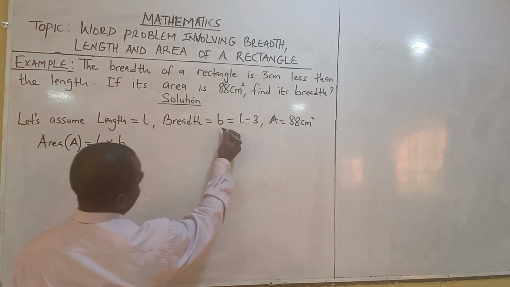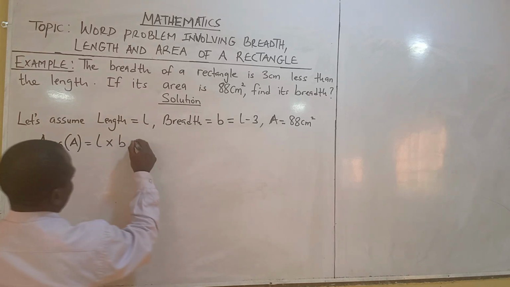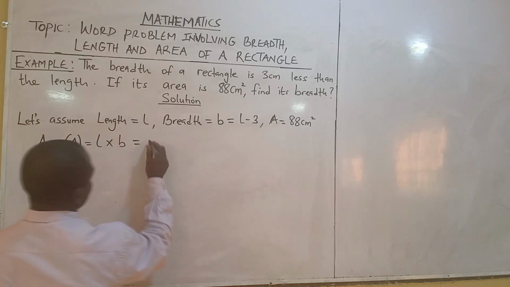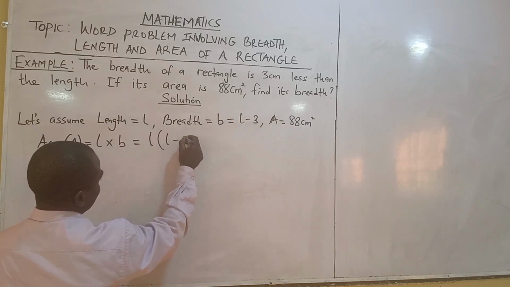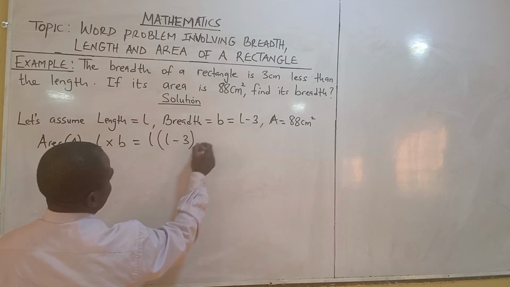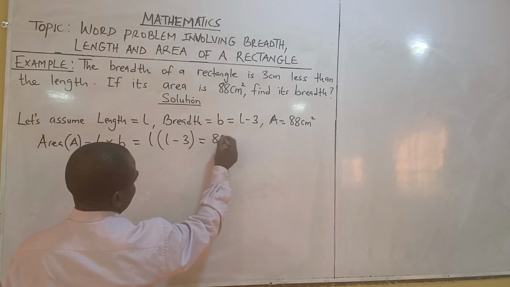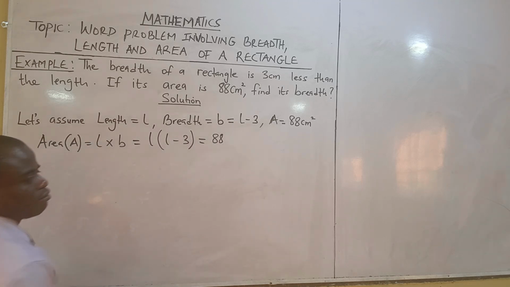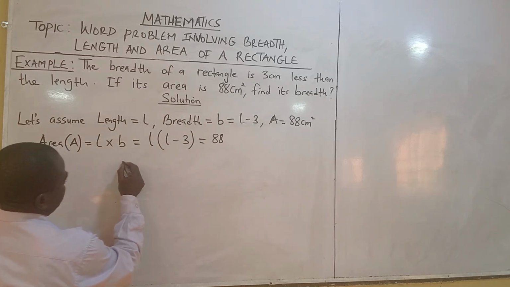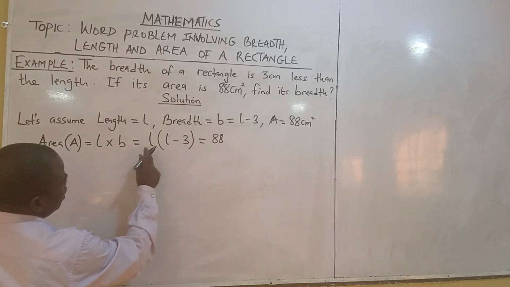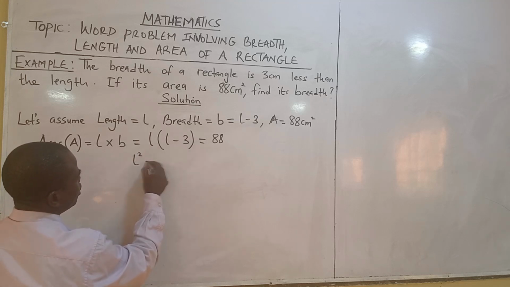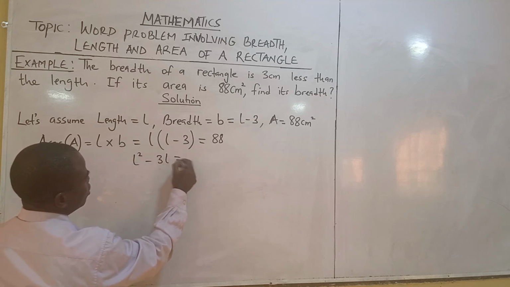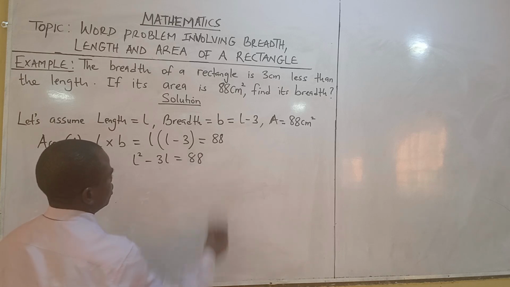And we are told that it is 3 less. We are going to replace this B with L minus 3. L, open bracket, L minus 3, equals the area, which is 88. Is that okay? Now, let's open the bracket. L times L, L squared, L times minus 3 is minus 3L, equals 88.